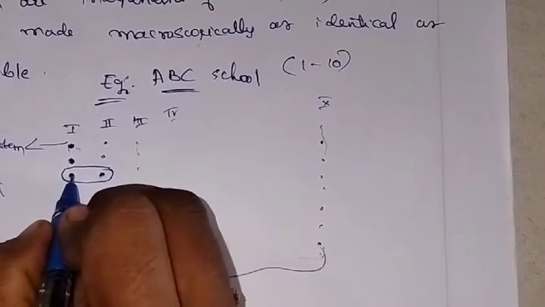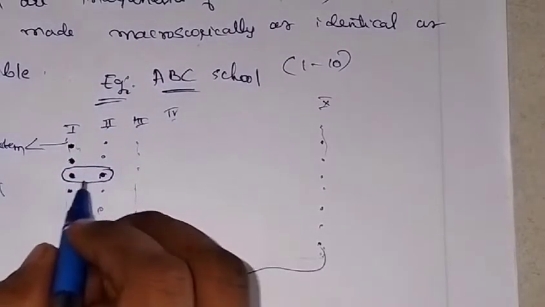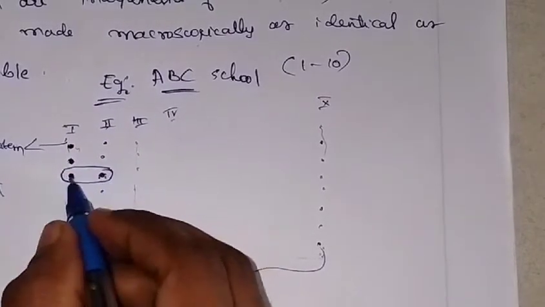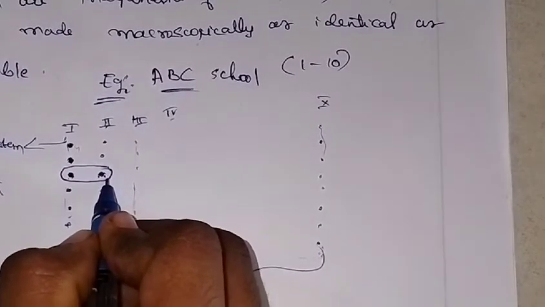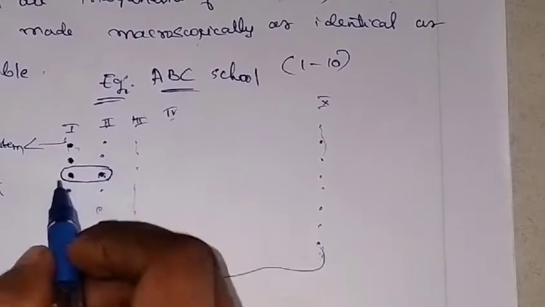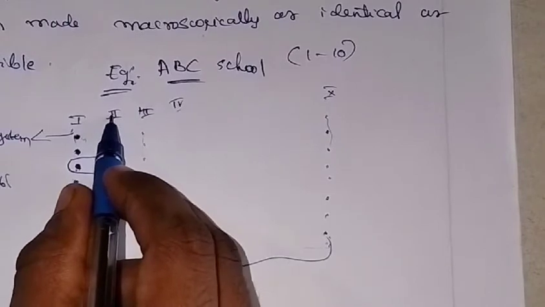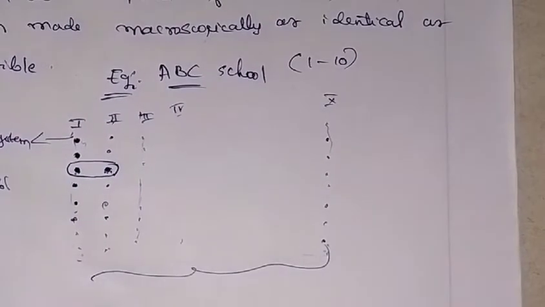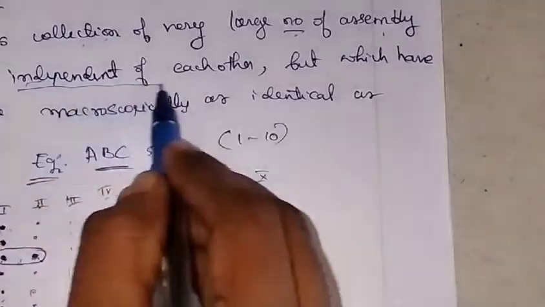Now this student is from the first standard. This student is from the second standard. Well, now these students are not related, correct? These students are not related, or they are independent of each other. Why? Because this student is from the first standard, this is from the second standard. That means they are not the same. They do not belong to the same class. They are different. They are independent. They are present in different classrooms, right? So that is why you can see they are independent of each other.